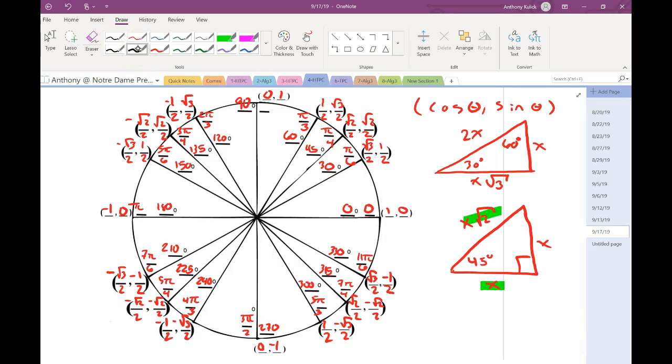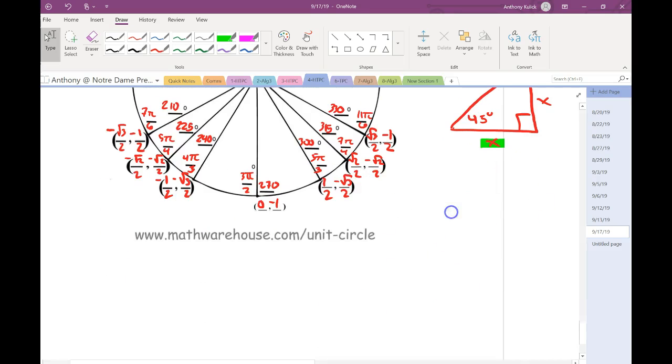So I have a typed out version of this posted to PowerSchool that if you want to download or print off, that's fine. You can use that. And let's just kind of give you an idea of how we can use this. Sound good?